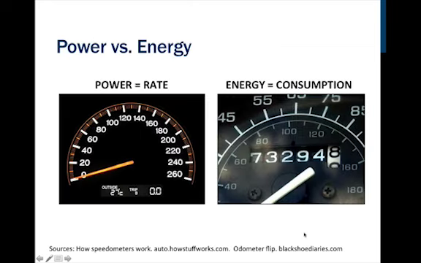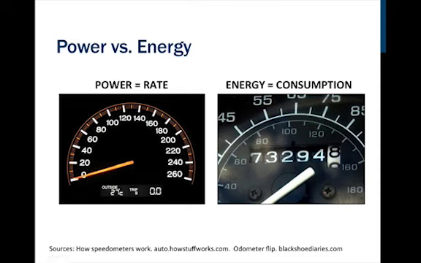We can think about power as being like the speedometer in our car, just a number. We can be going down the road at 120 miles an hour, but that doesn't mean anything. That's instantaneous. When we put time to that, then we get a consumption or production number, which is like the odometer in your car. So here we have this car that has gone 73,294 miles in its lifetime.